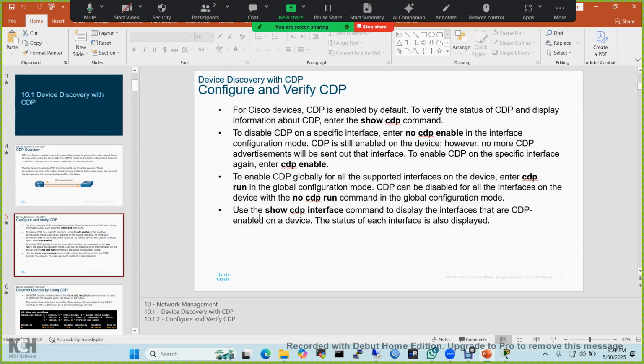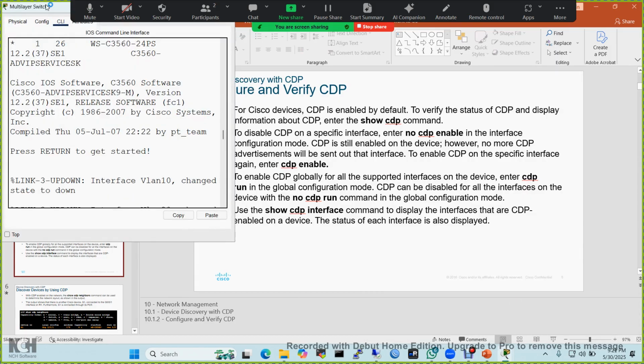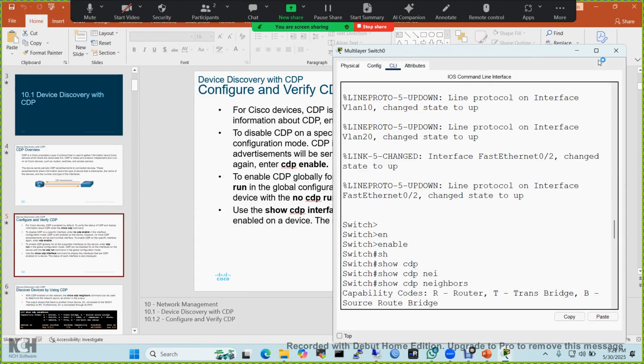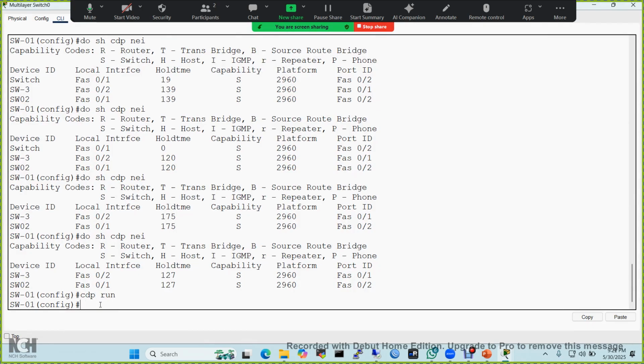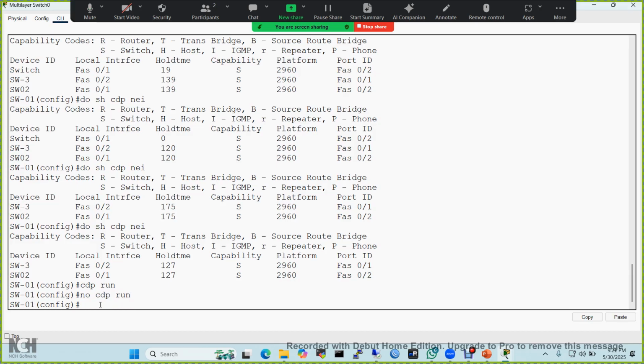Now I am going to move on. How do we configure CDP? By default, it is enabled on all the switches. How to configure CDP on a switch? Not cdp enable, just cdp run. This is the command for configuring CDP. If I give no cdp run, it will be disabled on this switch. This protocol will be disabled here. Now if you check, what is the command for checking CDP? show cdp neighbors.